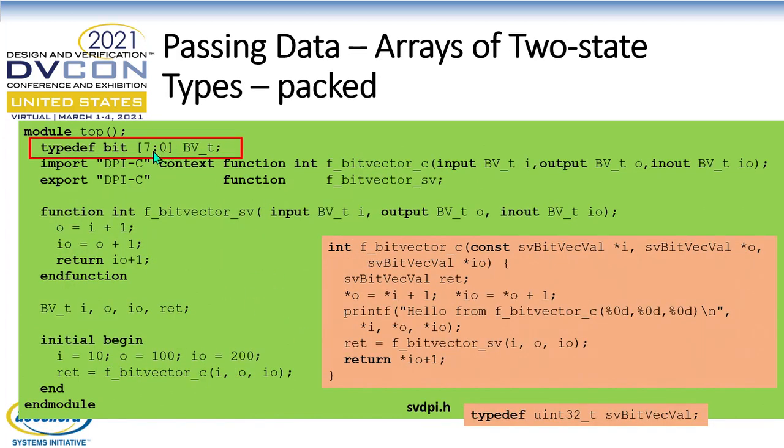What about a bit vector? So this is an 8-bit vector, and we have our functions using that type, bit_vector_t. And we initialize, call over, and that is a pointer to an SV bit vec val. Well, what's an SV bit vec val? That is a 32-bit value. It's a 32-bit quantity from our SV DPI. So that means we're getting a pointer to a 32-bit value.